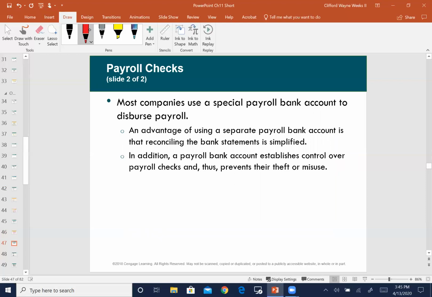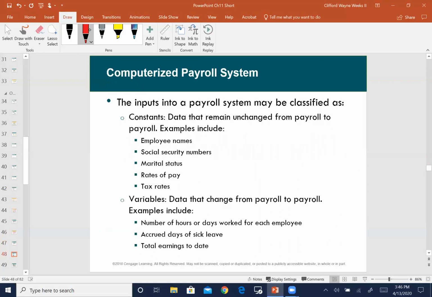Most companies use a special payroll bank account, all right? So I had mentioned this earlier. An advantage of using a separate payroll bank account is that reconciling the bank statement is easier. Okay? In addition, the payroll bank account establishes control over the payroll checks and thus prevents theft and misuse.